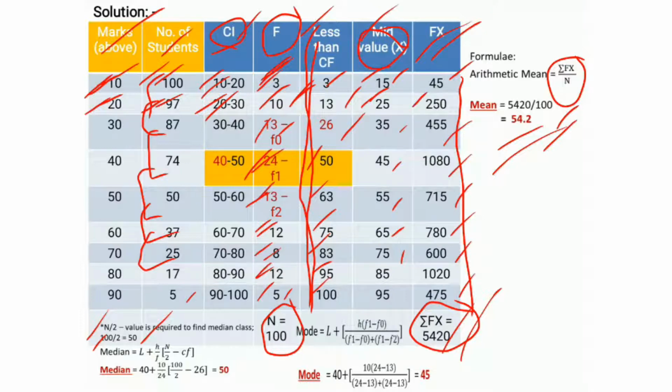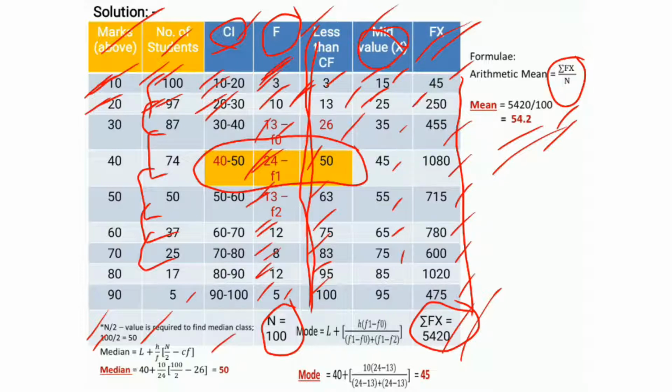So 3, 13, 26 and now 50. It has already been highlighted in yellow color. This is your median class. So 50 is equivalent to 50 here in the less than cumulative frequency. After finding this median class, apply the values in the formula. Median is given by L plus H divided by F into N by 2 minus CF.